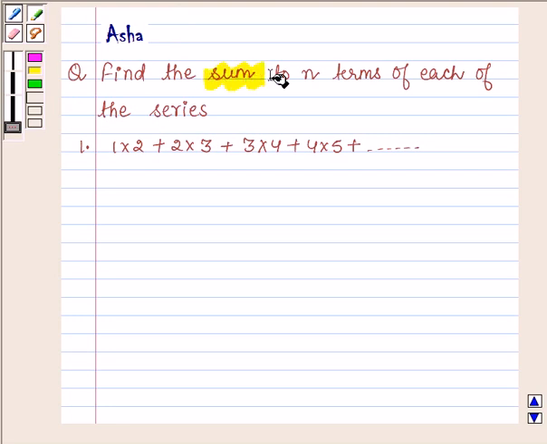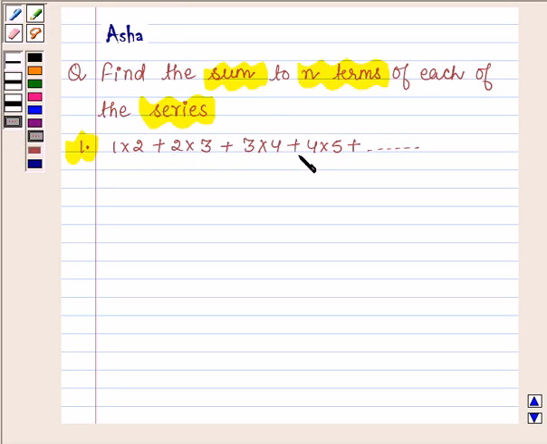Find the sum to n terms of each of the following series. First is 1 into 2 plus 2 into 3 plus 3 into 4 plus 4 into 5 plus so on. Let us now begin with the solution.